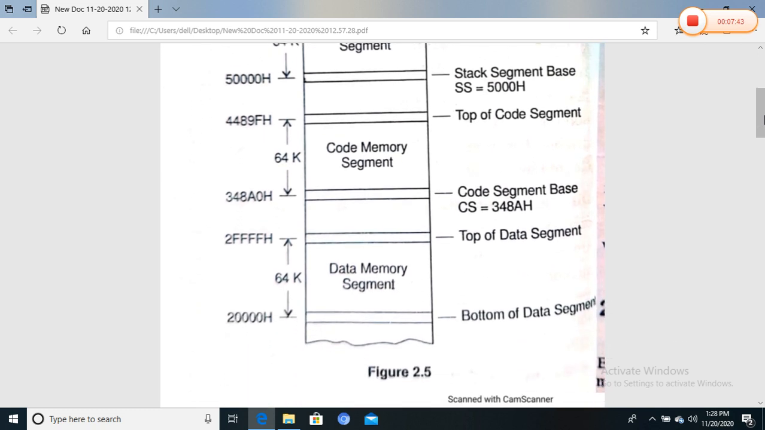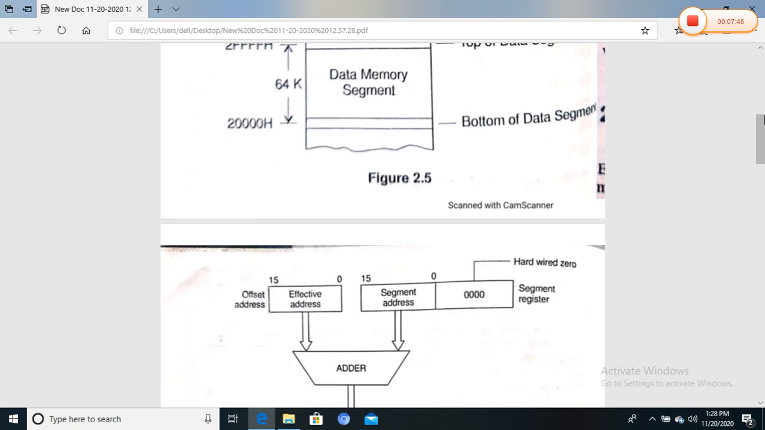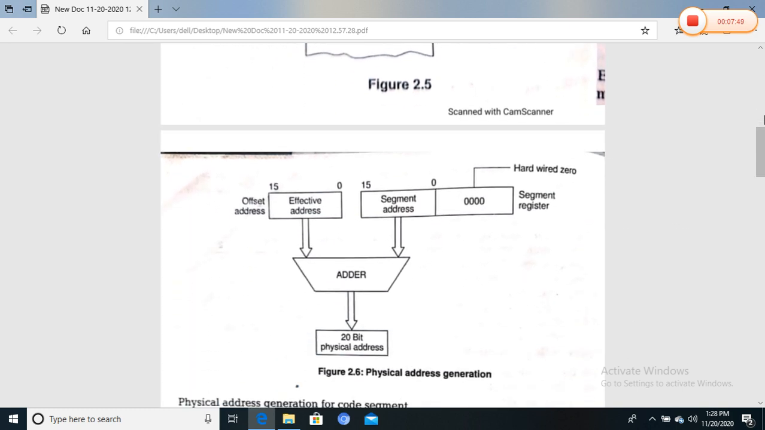From this memory segmentation, a physical address is generated. We generate the 20-bit physical address for the 8086 microprocessor. The segment register holds the 16-bit starting address of the 4 memory segments. That is, SS, CS, ES, or DS holds a 16-bit address that is the starting address of the memory segment.